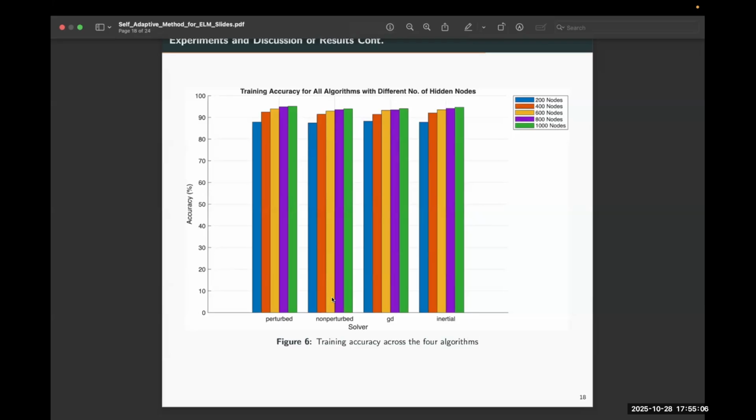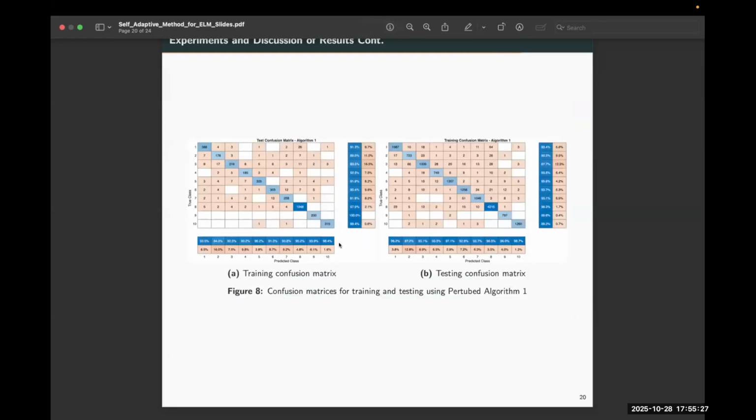Still, if you look at it, the proposed algorithm performs better. And to see the training accuracy more clearly, we plot the bar chart of the training accuracy for various hidden nodes. You can see the legend. This is when it's 200, 400, 600 for each of the algorithms. And this is for the testing accuracy. And this is the confusion matrix. With the confusion matrix, you can know by class how well the algorithm is able to classify each of the classes.